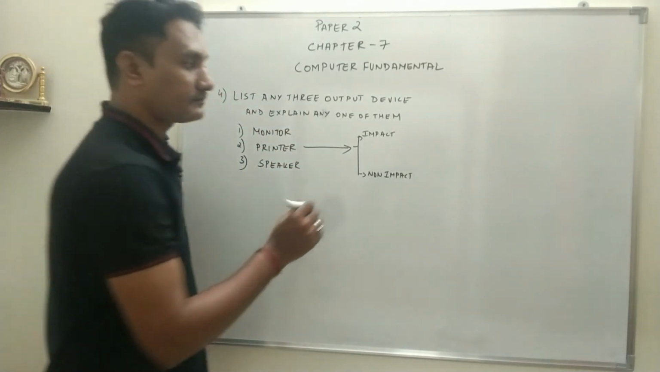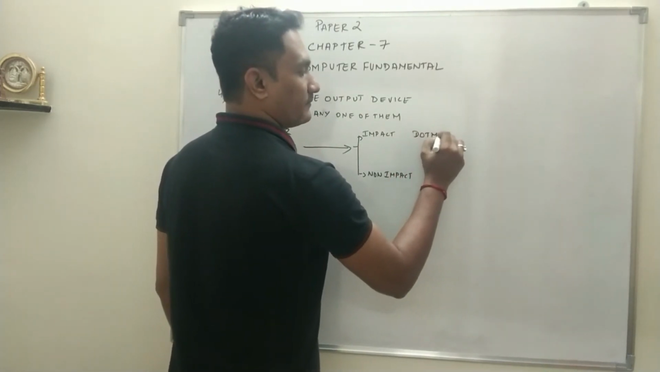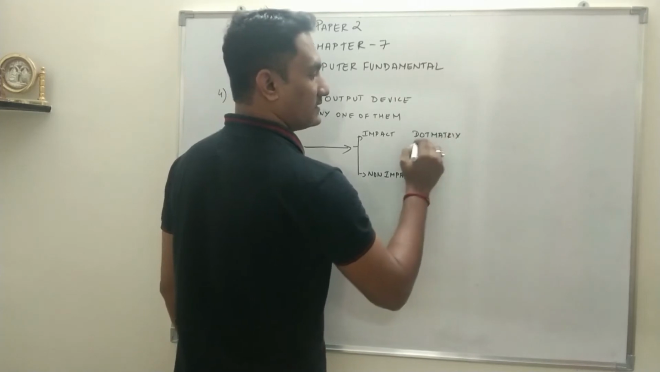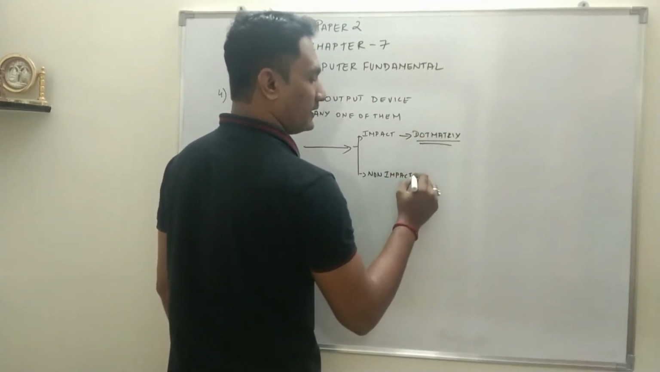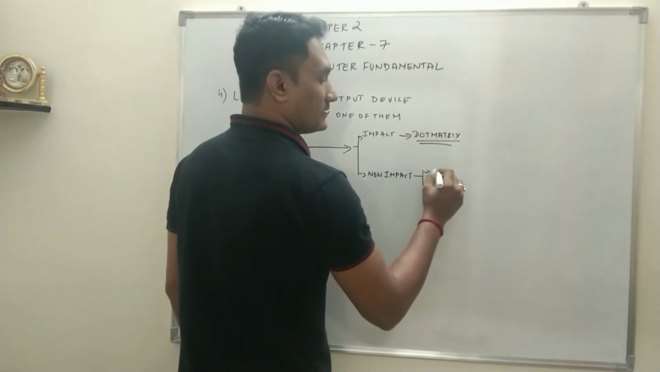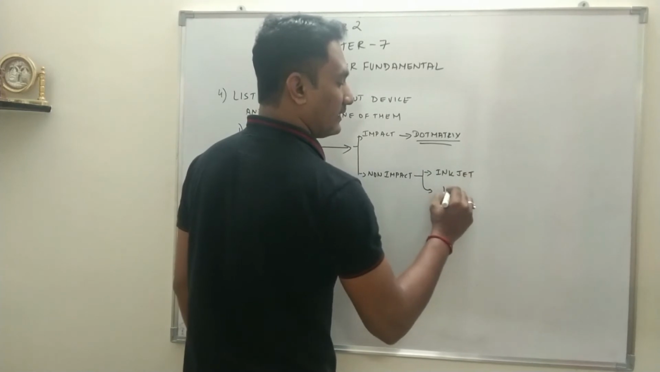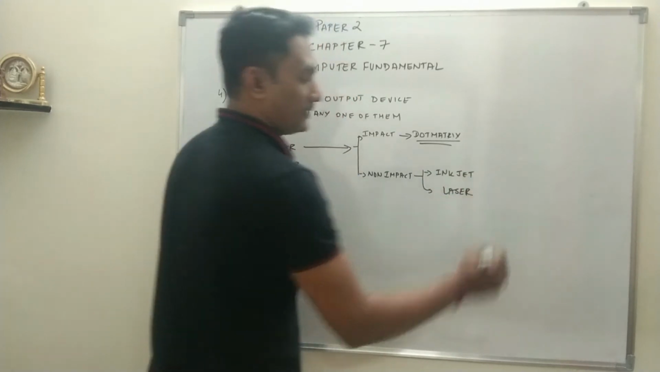So there is an example called dot matrix. Dot matrix is an example of impact printer, and non-impact printer will have two examples: inkjet printer and laser printer.